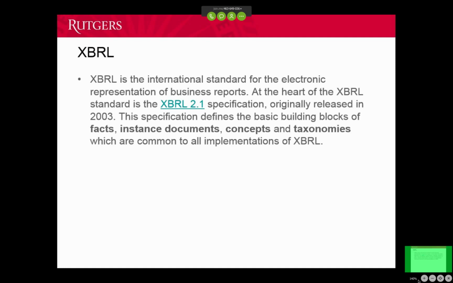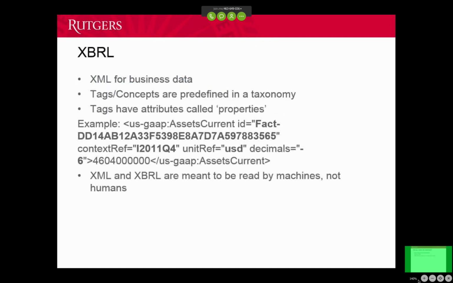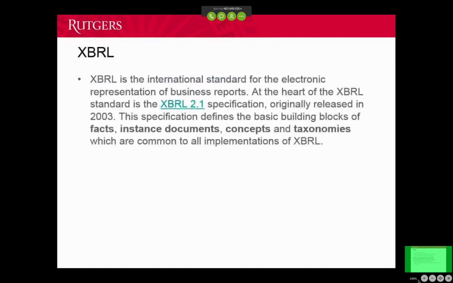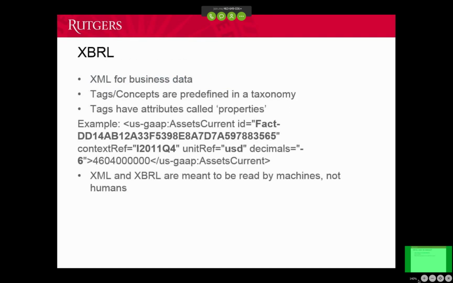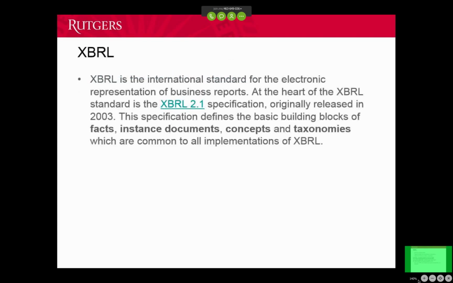Okay, so an XBRL implementation contains facts, instance documents, concepts, and taxonomies. Now you guys have already seen 2 of these. So the fact is actually this number right here that you're defining with the big tag. And the concept, the third thing on that list, is represented by the name of the tag. So the concept is current assets, so you have a current assets tag. All right? I've already talked about taxonomy, which is your list of concepts that are predefined. So that's 3 of the 4. And I haven't told you what this is, but an instance document contains all the facts, the tags with the facts in them. Okay, so that's what XBRL is.